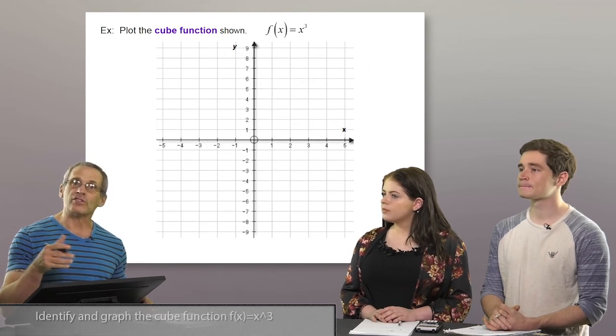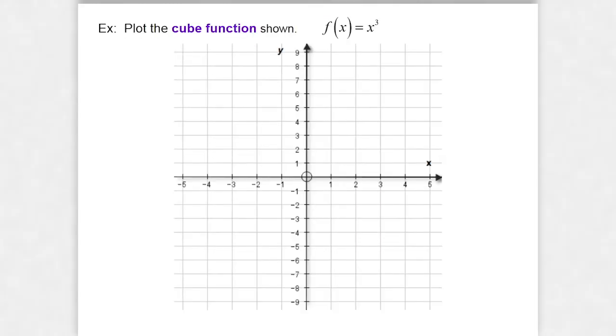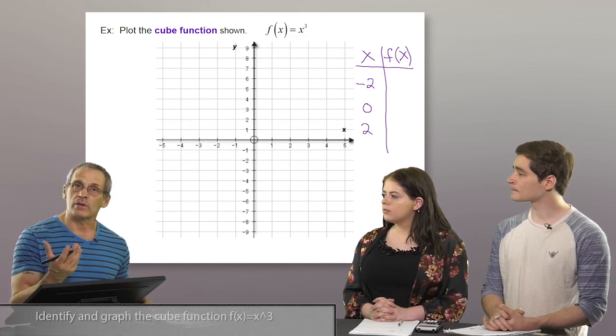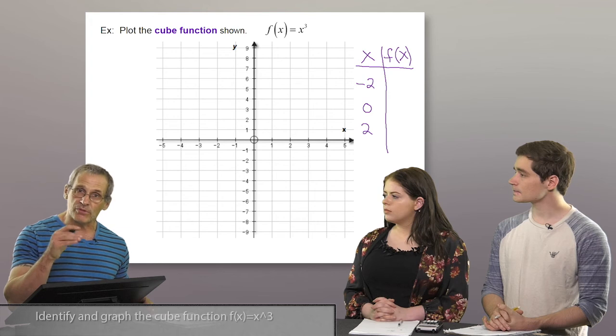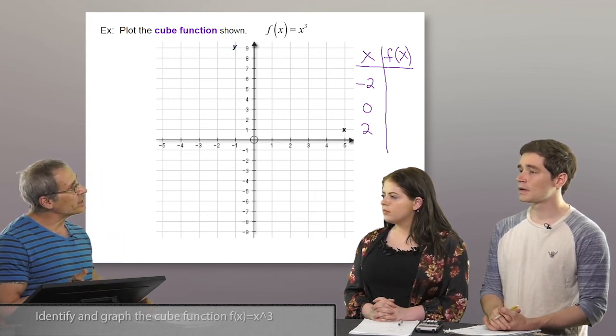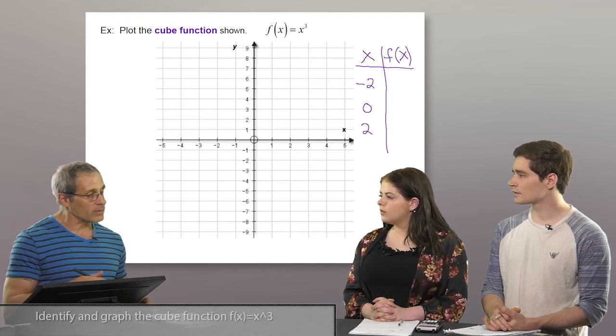So first things first, let's see if we can get the graph up. We'll do this by plotting points. We'll go ahead and create a set of 3 inputs, -2, 0, and 2, and then find the corresponding outputs. Now remember, we have the cube function, so we're going to take each of these inputs and multiply it by itself 3 times. So if the input is -2, the output would be -8. -2 times -2 is 4, times -2 is -8.